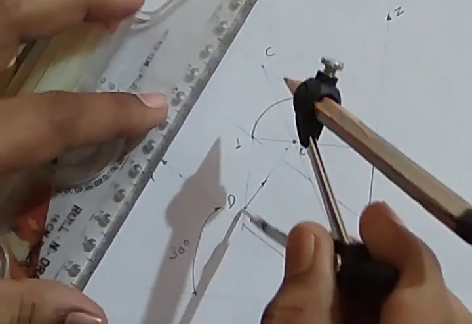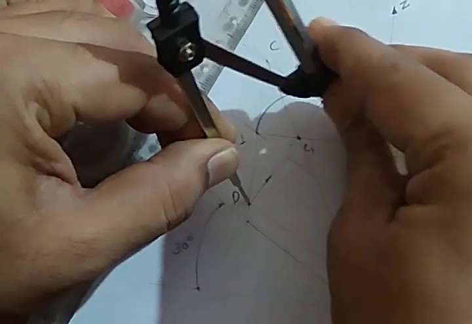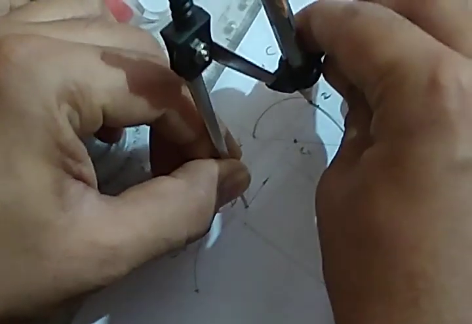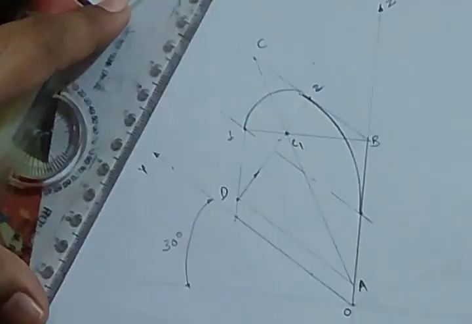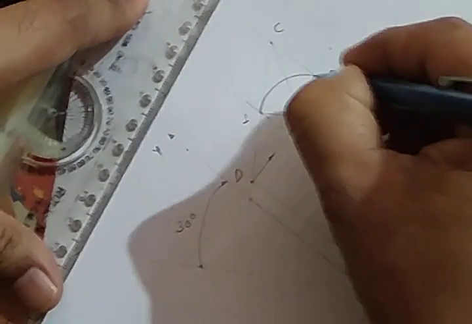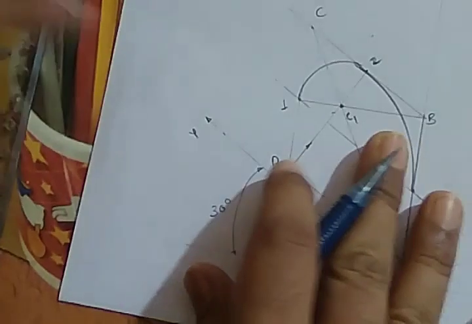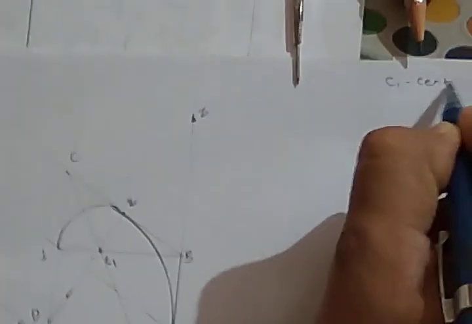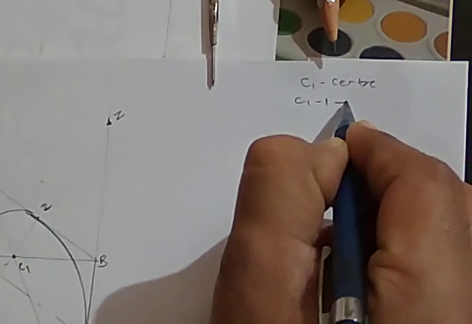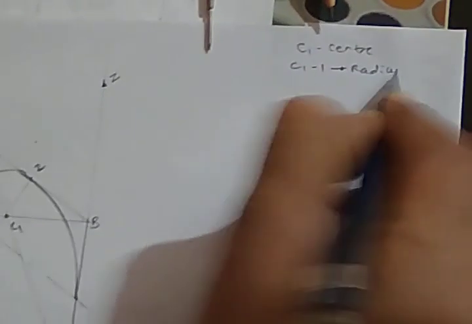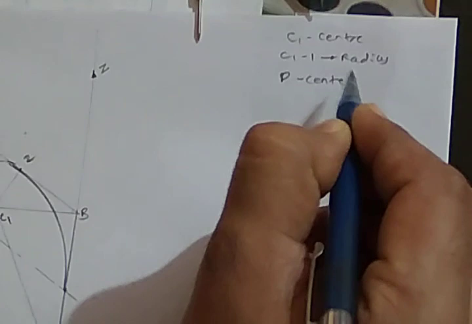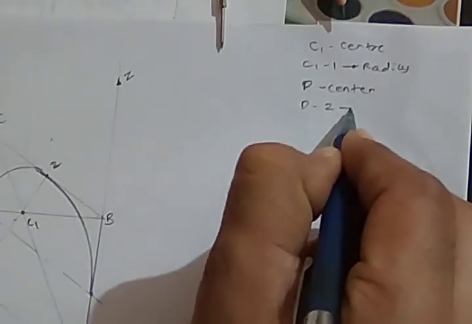So now take D as a center and D to 2 as a radius. Okay, so this is the semicircle in isometric view. Okay, now what we have done, we have selected first C1 as a center, C1 to 1 as a radius, then D as a center and D to 2 as a radius.